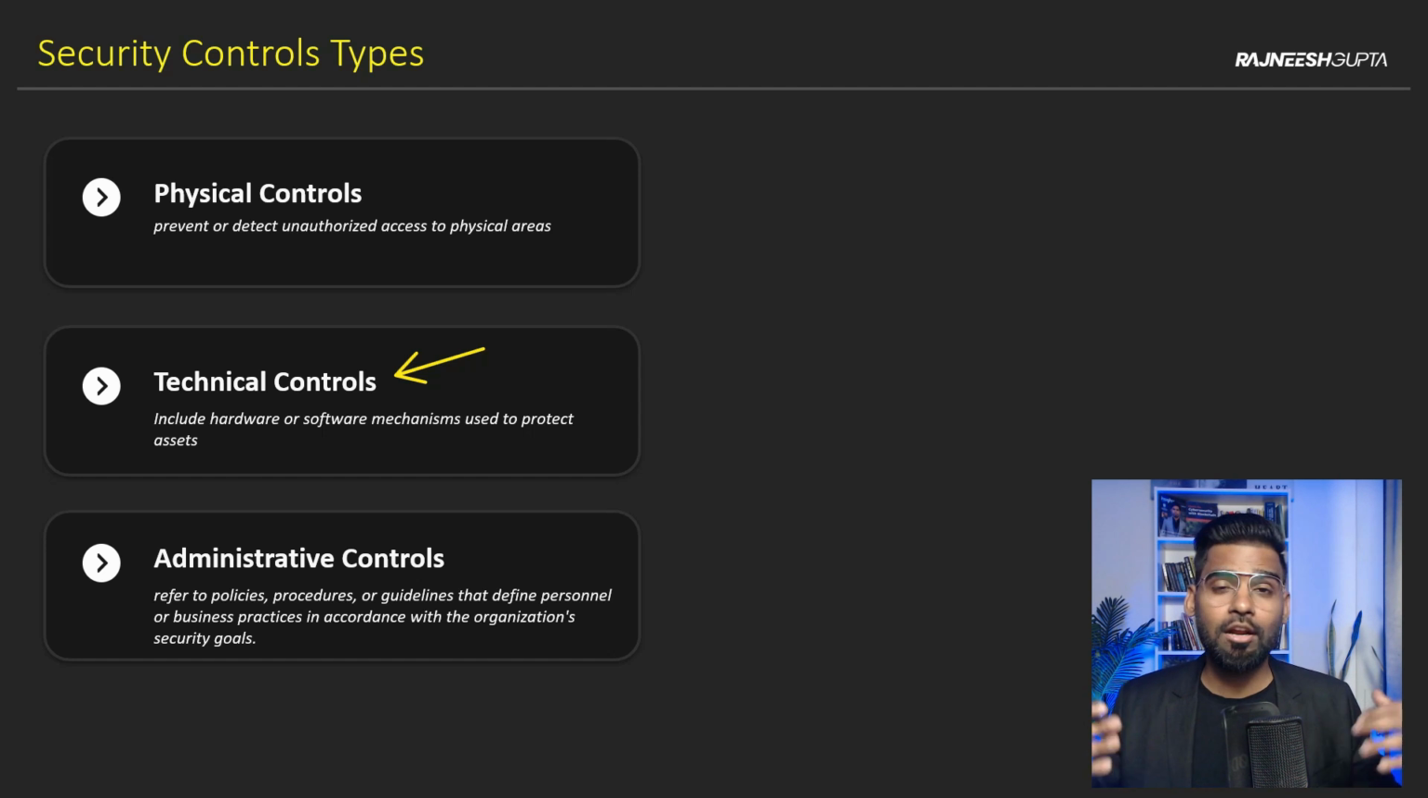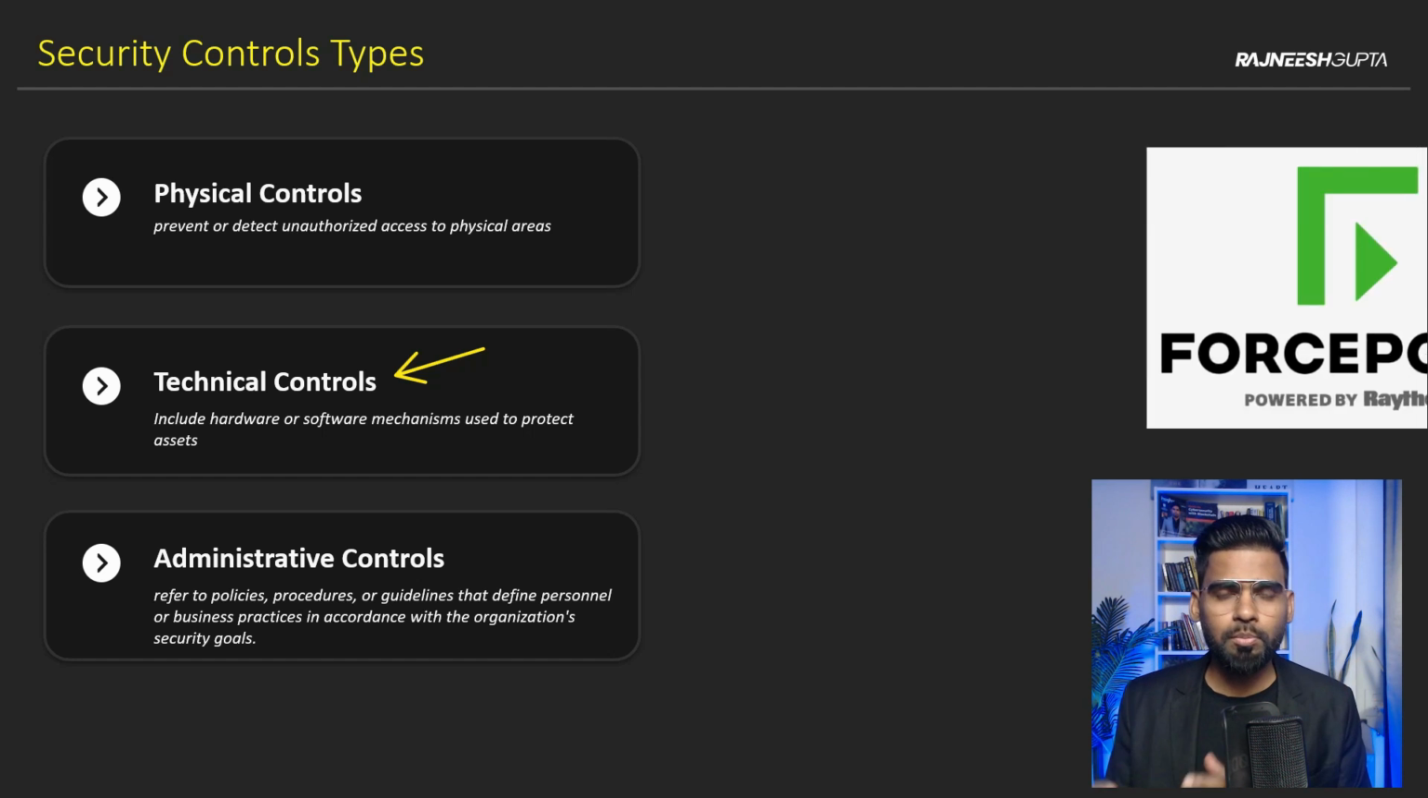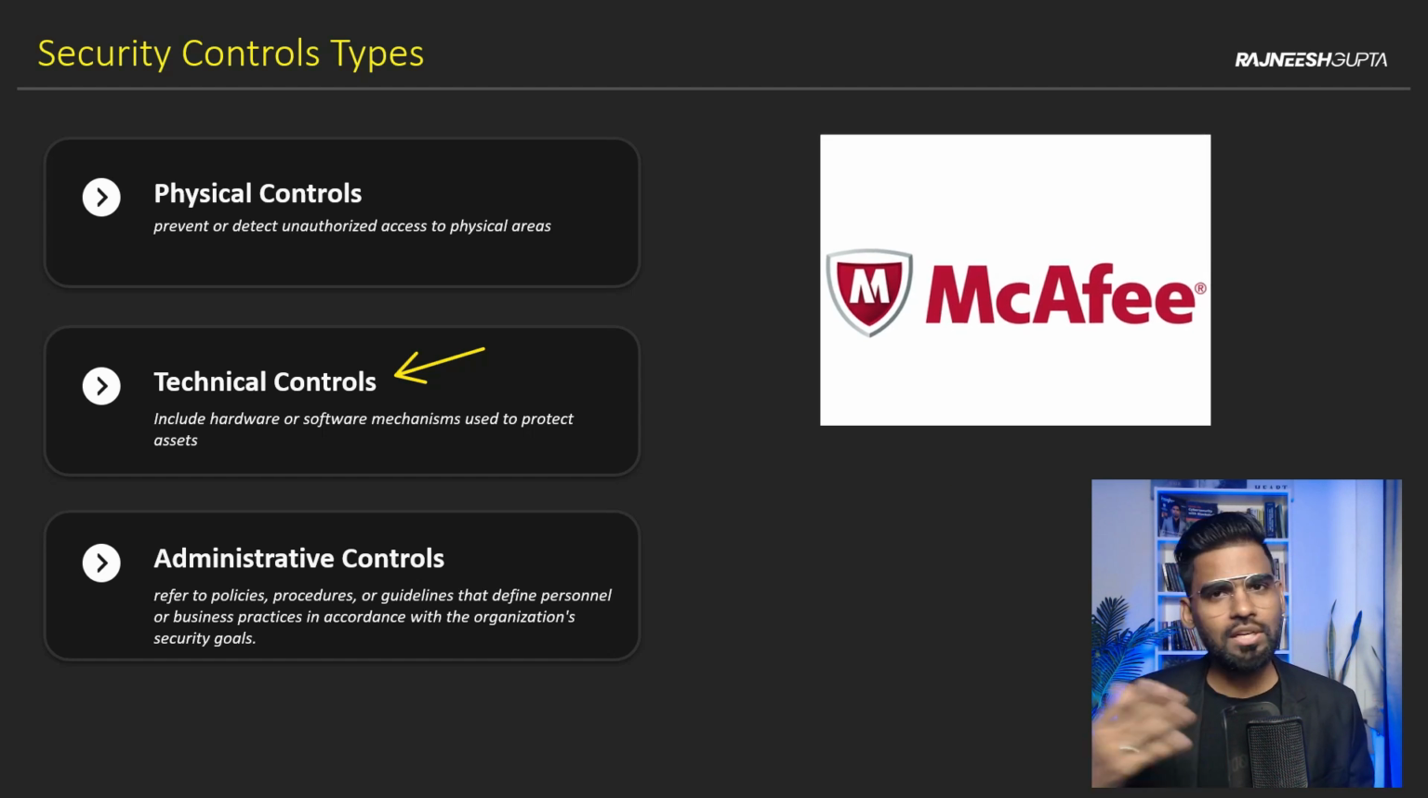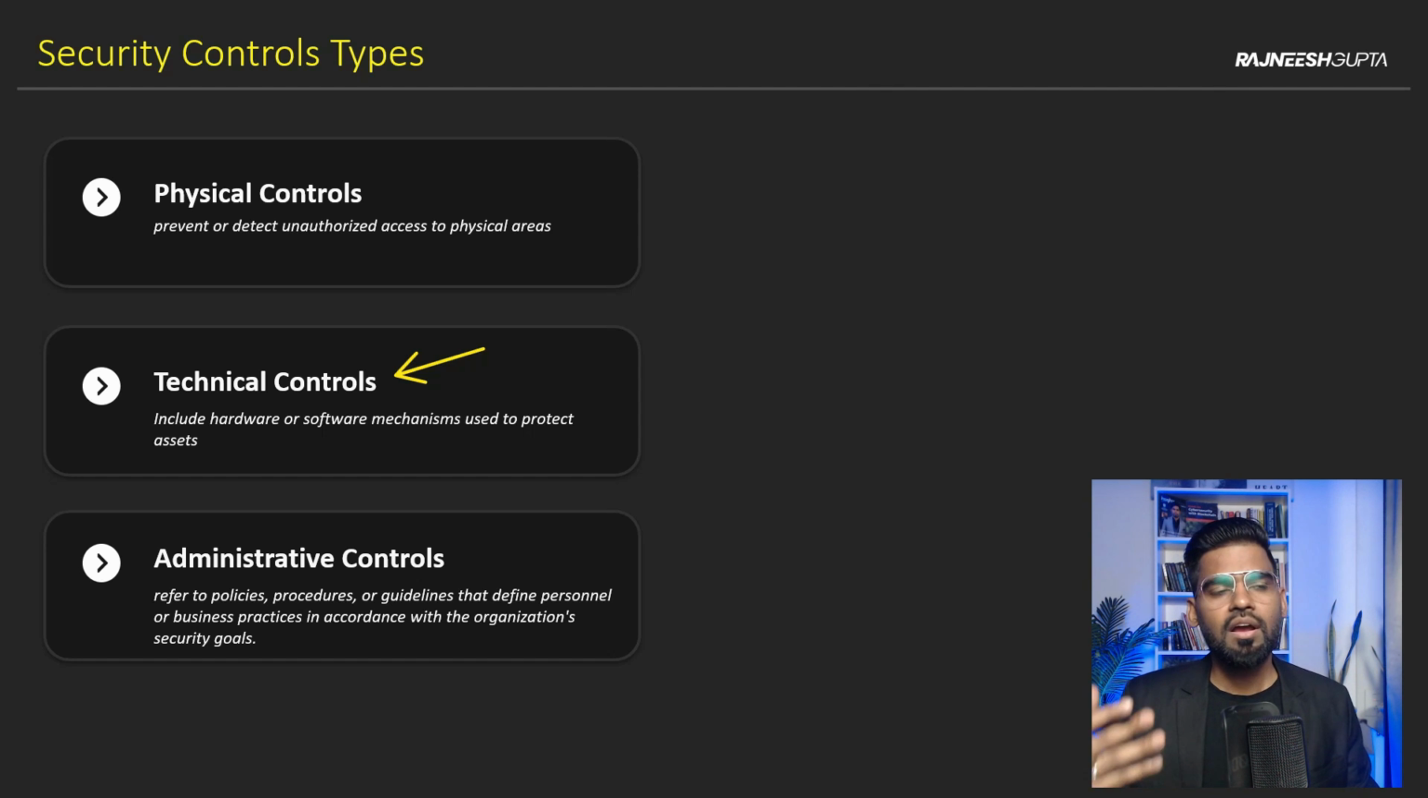So there are a variety of solutions available for securing the data. You can go for data loss prevention software from companies like Broadcom, Forcepoint, McAfee. These are the major players. In fact, you can also go for data encryption software, which is again for securing your data, right?